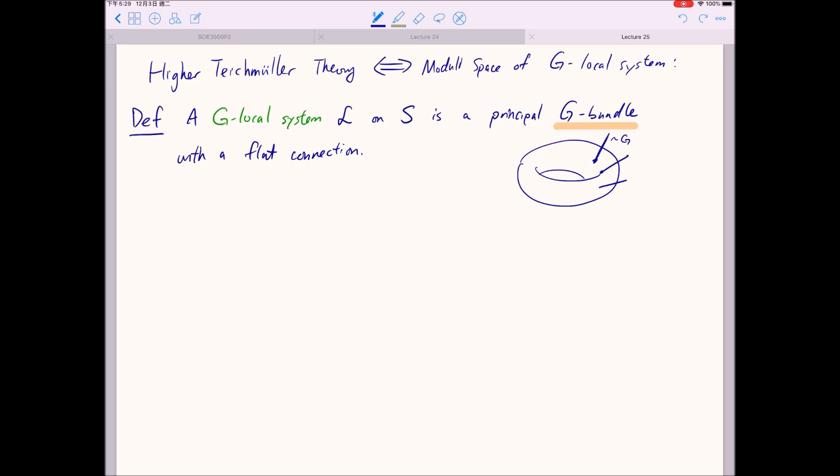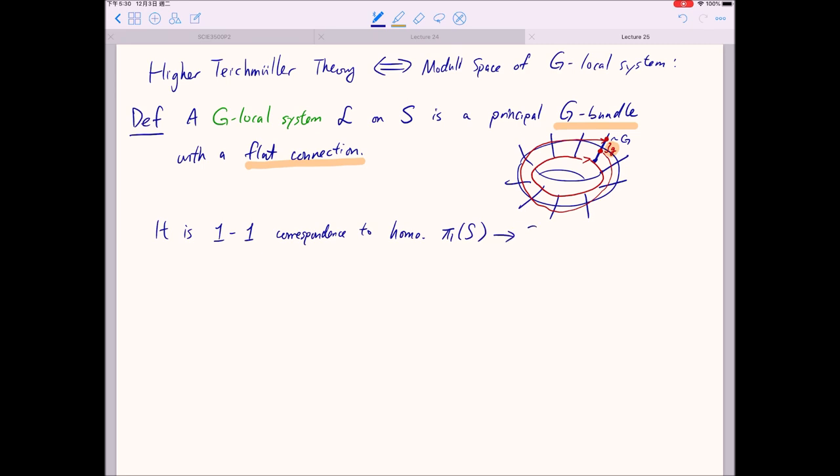So if you go around the surface under some non-trivial loop, say on a torus around some non-trivial loop, then if you start from a point on your G-bundle and you do the standard parallel transport along the bundle, you will end up at usually some other point on the same fiber, and this will differ by some element in the group G. So the point that this principal G-bundle has a flat connection means that this G here will be well defined for all the points of the bundle. So in particular, we can say that it is in one-to-one correspondence to homomorphisms of pi_1(S) to G.